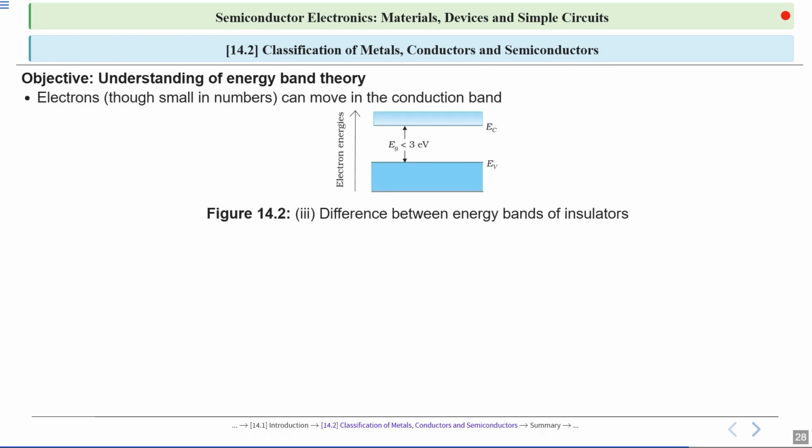Energy band theory explains how electrons move in materials. In insulators, the energy bands are separated by a large gap, so electrons can't easily move, making the material non-conductive. In conductors, bands overlap, allowing free electron movement. Semiconductors have a smaller gap, enabling controlled conductivity due to the small number of thermally generated electrons.